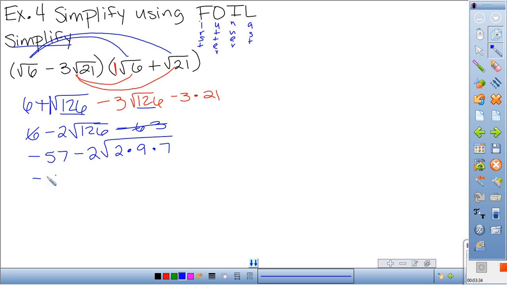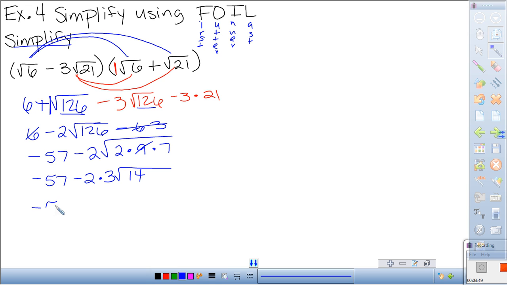So then we end up with negative 57 minus 2 times the square root of 2 times 9 times 7. Well, I can take the square root of 9, and that's 3. So negative 2 times 3, square roots of 2 times 7 is 14. We can simplify further. Negative 57 minus 2 times 3 is 6, square roots of 14.